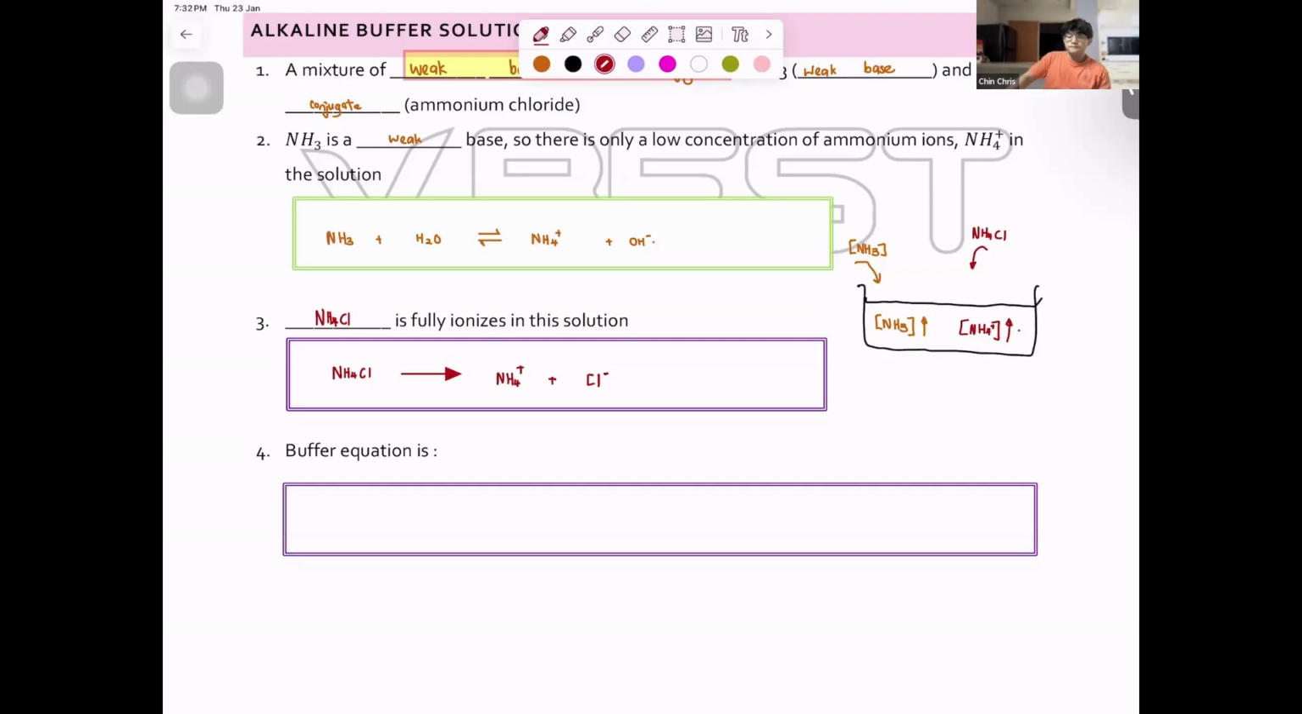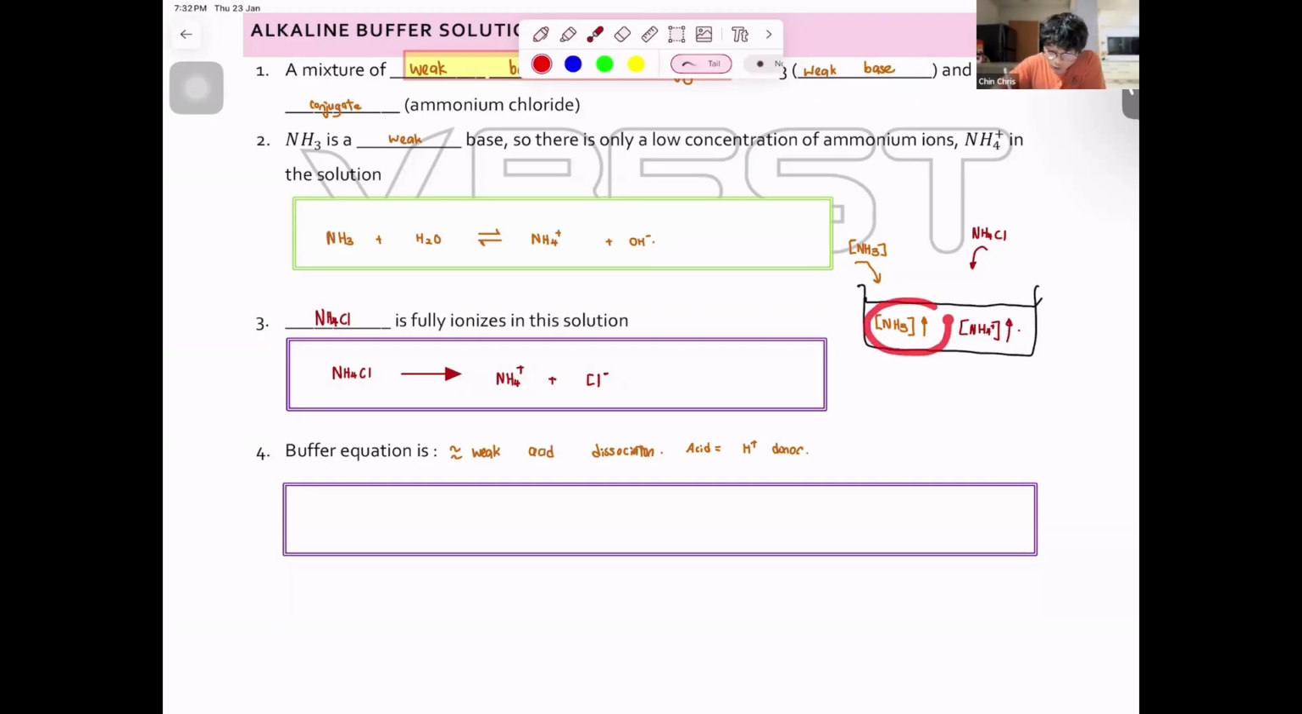Please write it down. And guys, now we have the buffer equation. Remember, guys, the buffer equation is always the same as the weak acid dissociation equation. And always remember, an acid is a proton donor, correct?